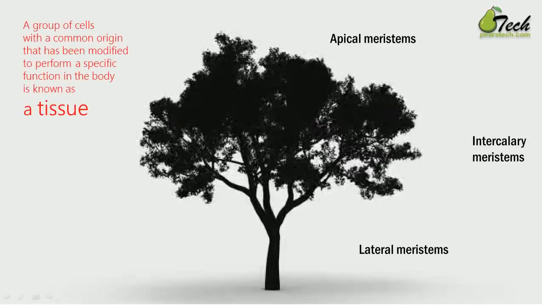So a group of cells with a common origin that has been modified to perform a specific function in the body is known as a tissue. You found out this meristematic tissue is working for a specific function, that is for growth. So that is in charge of the growth of the tree. So meristematic tissue works here for that function, and that is known as a tissue also.